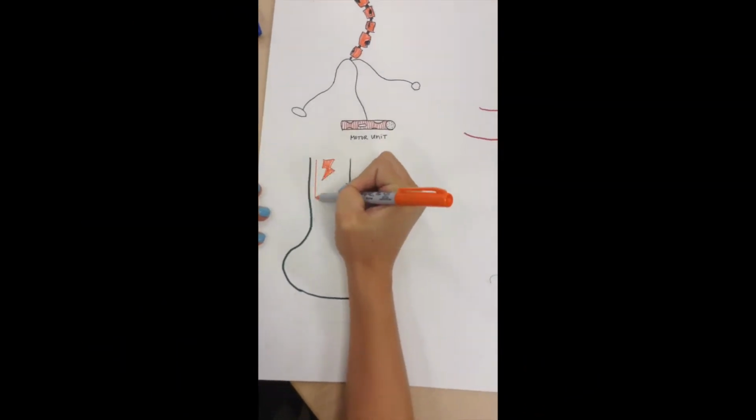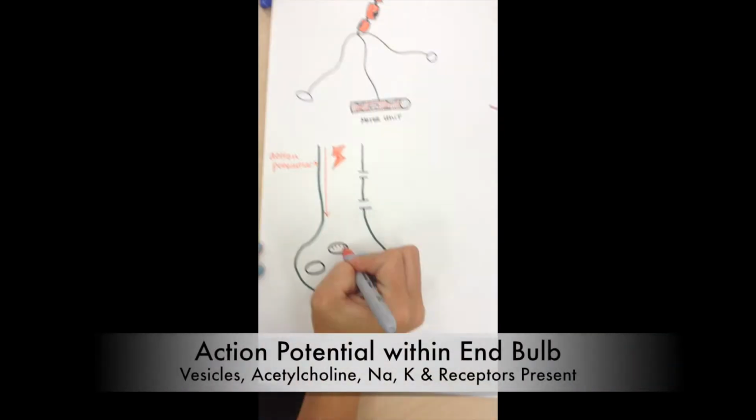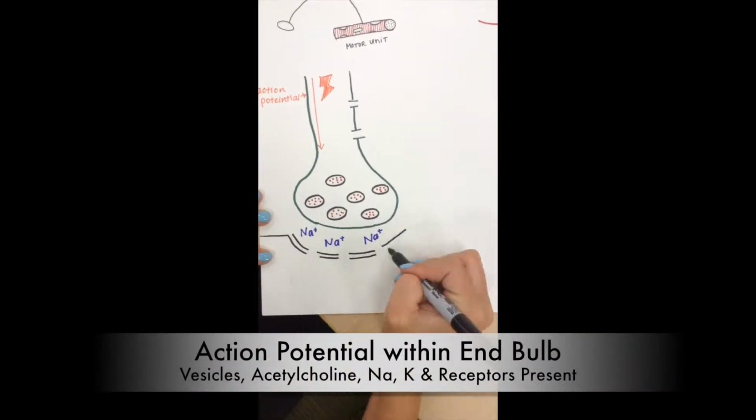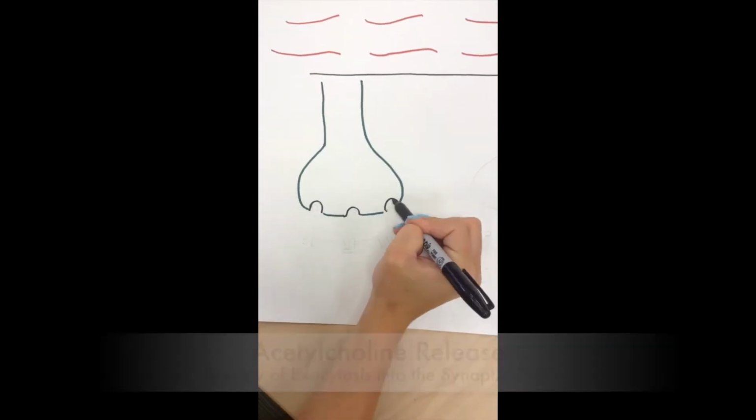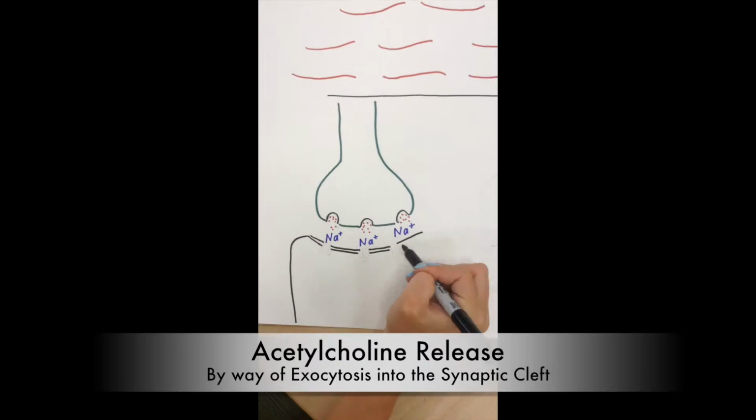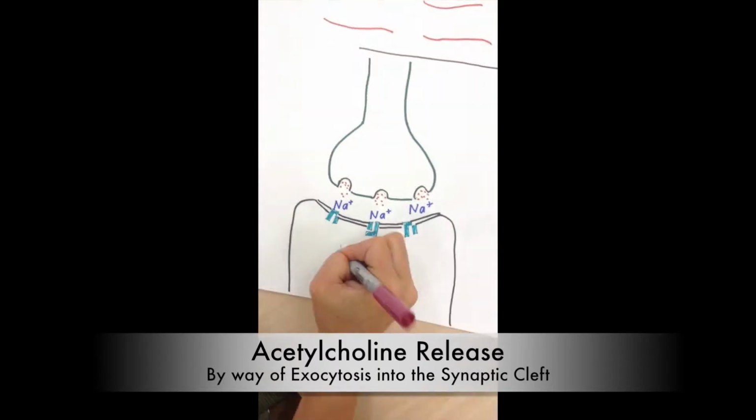Here is the end bulb, and when the action potential is triggered, it will cause the vesicles to release acetylcholine out of the end bulb. The acetylcholine will then bind to the receptors in the sarcolemma. Outside, there is a positive charge due to a surplus of sodium ions, and potassium ions are on the inside.